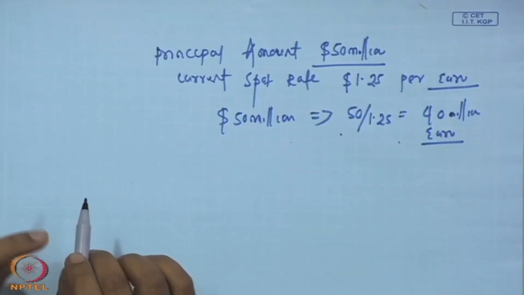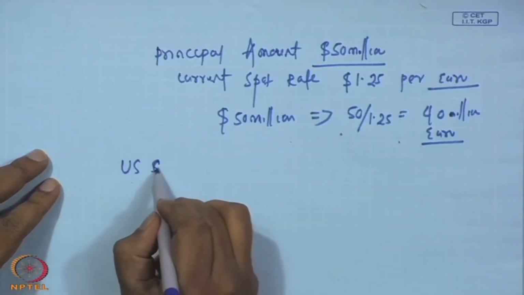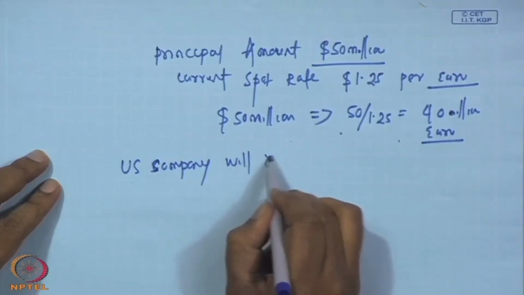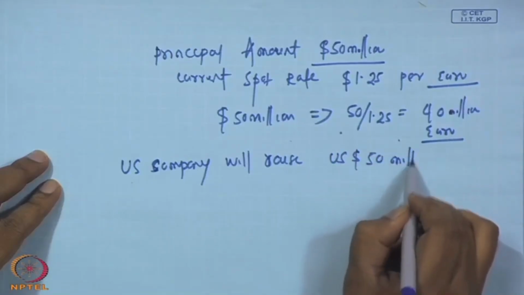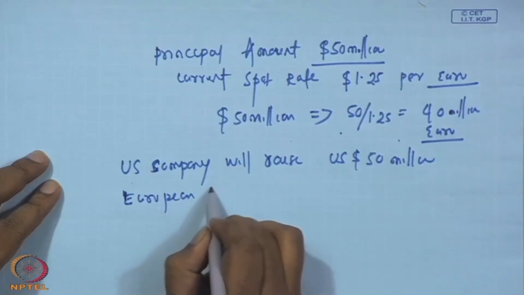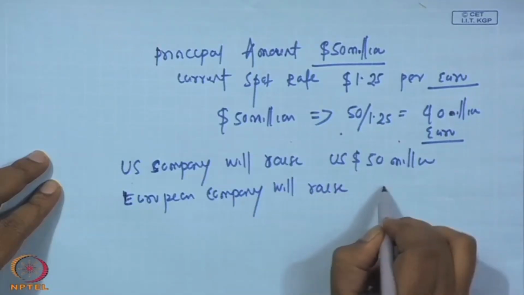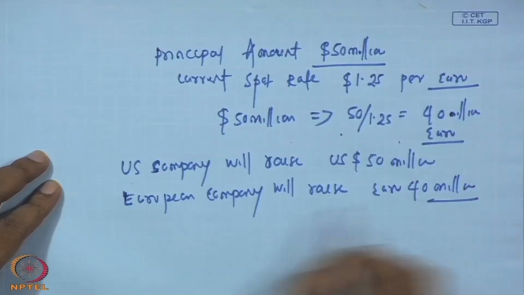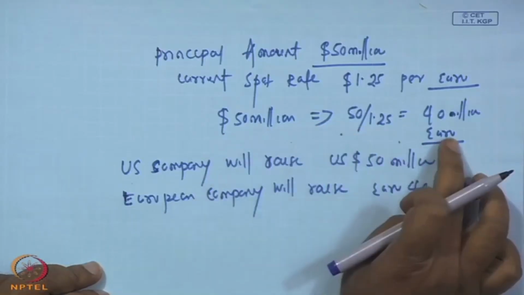Now, the question is who will raise what? The US company will raise US dollar 50 million, and the European company will raise euro 40 million, because 50 million dollars is equivalent to 40 million euro.